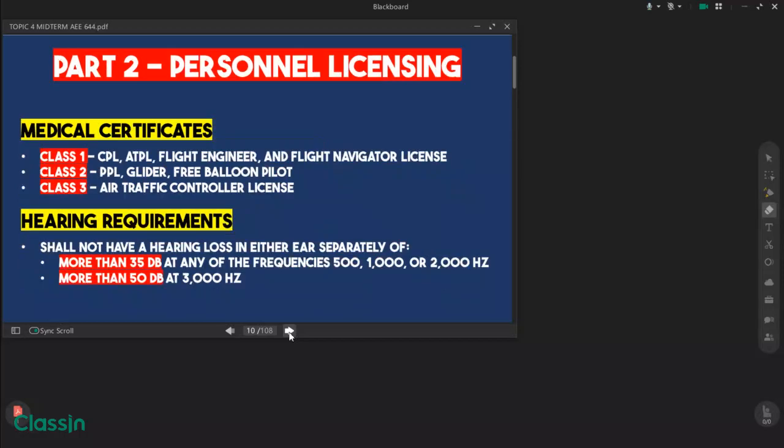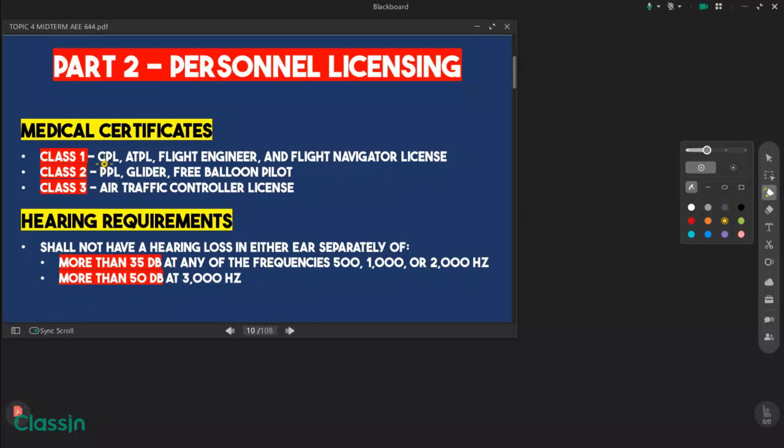Okay? Then we have medical certificates. So we have class 1, we have class 2, and we have our class 3. So always remember, ito yung mga medical certificate na kailangan pong i-present ng mga certain people na gustong mag-apply ng mga licenses. So ito po yun.